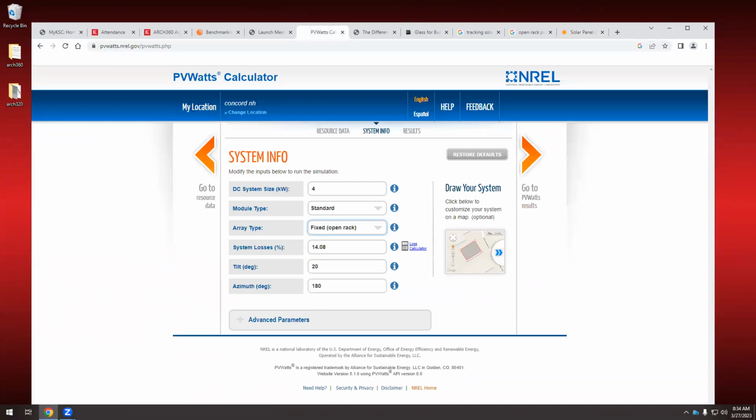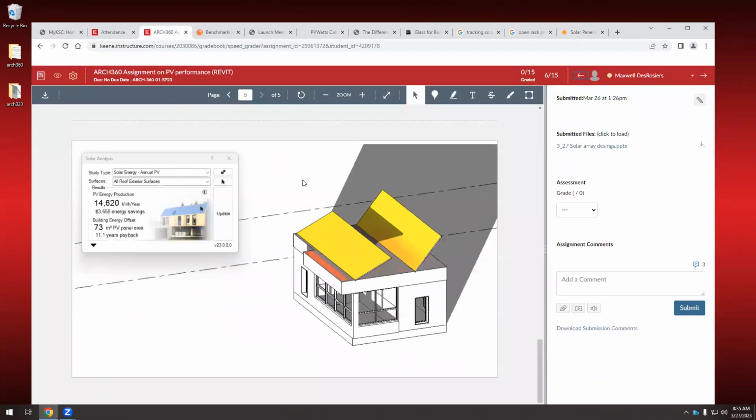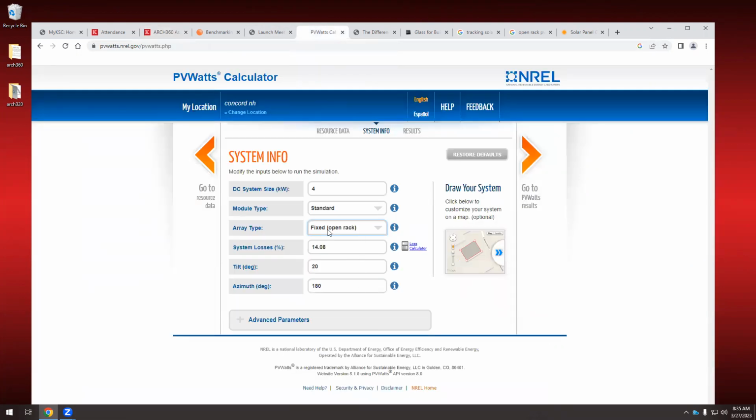Fixed open rack, or in this case, this is the open rack because it's a flat roof with this tilt. So in this case, it will be an open rack. Where are we? Yeah, so in this case that we are working with, we will have the open rack.